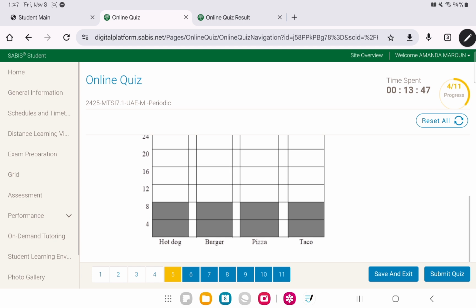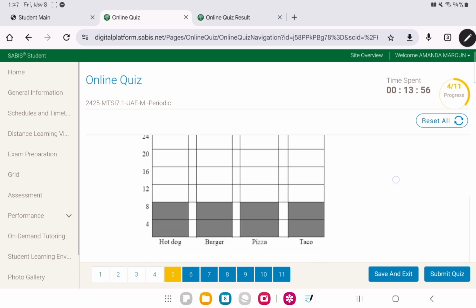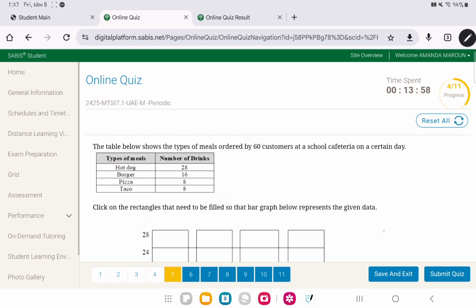Now we move on to question number 5. The table below shows the types of meals ordered by 60 customers at a school cafeteria on a certain day. So we just need to fill in the data in the bar. So very simply, hot dog. How many people ordered a hot dog? With a hot dog, they want to see the number of drinks ordered.